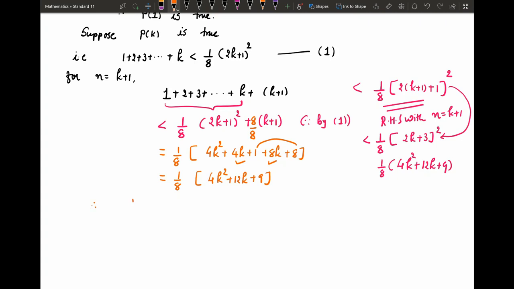Now therefore, you can observe 1 plus 2 and so on up to k plus k plus 1 terms, it is less than, this sign will be effective one, less than 1 by 8 into bracket, which is nothing but, as we have discussed, 2k plus 3 whole square. So right hand side with n equal to k plus 1. You note that here this sign will be effective one.